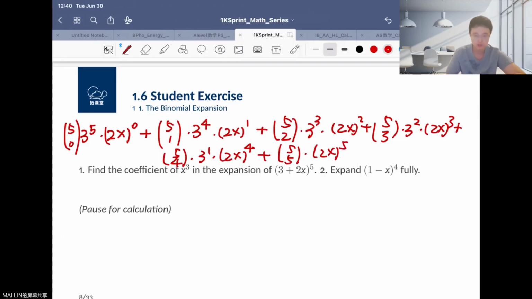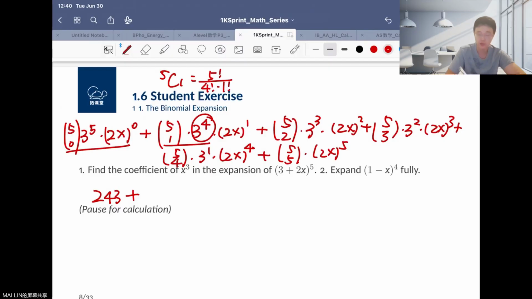But then, trying to expand it, first is 3 to the power 5. The value here, I guess, 3 to the power 5 is 243, right? 243. And then 5C1. We can write that as 5 factorial over 4 factorial times 1 factorial, right? So it is 5. And 3 cubed is 81, right? So 81 times 5 is 405.